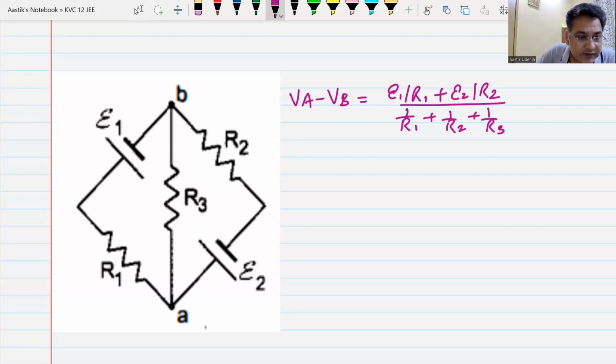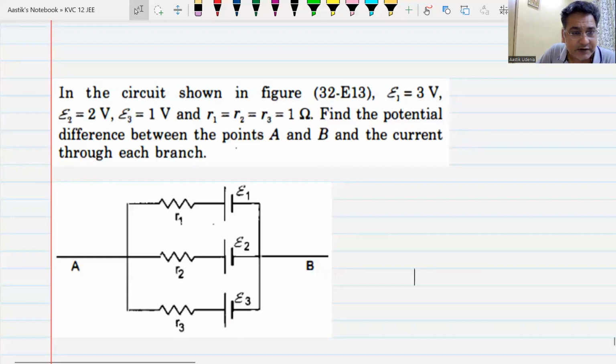Again, this is a problem from the same book. Question number 37. If that book is not giving you milk, you can use that book and solve this. I give you 2 minutes, not to take out milk from that book, but to solve it and give me the value of potential difference between A and B and the current through each branch. They're asking you the current as well.